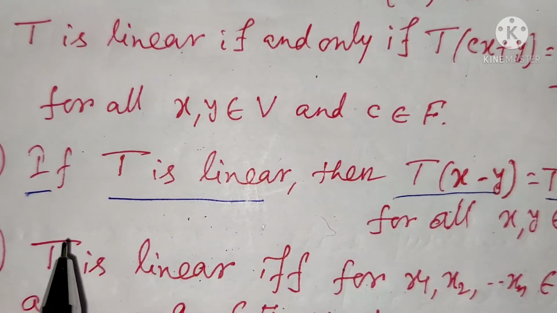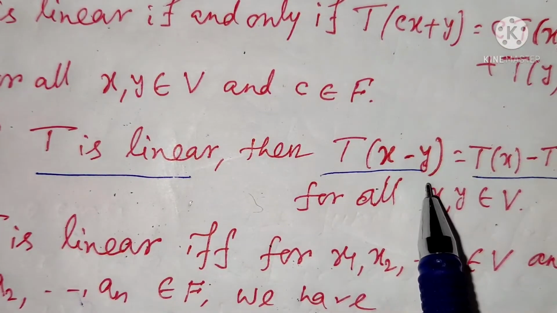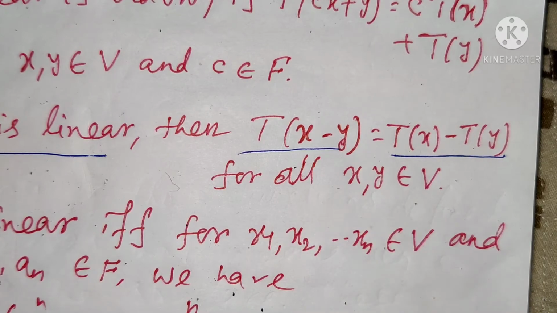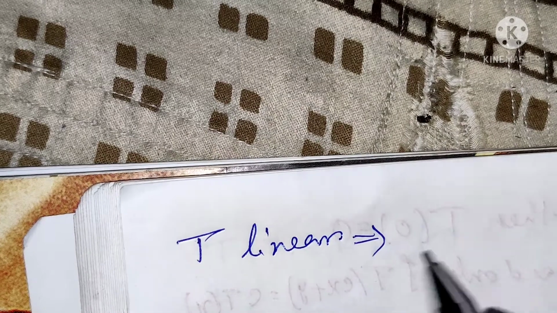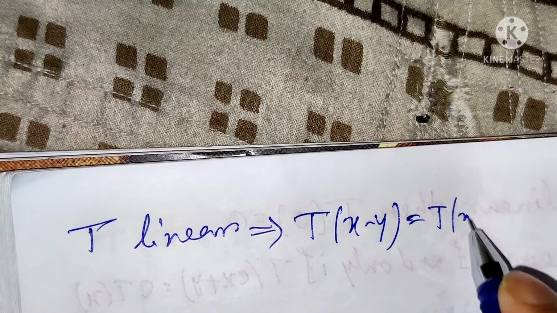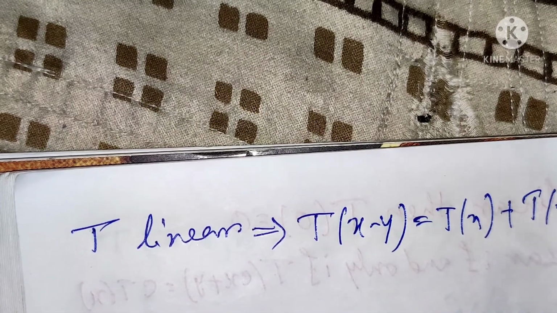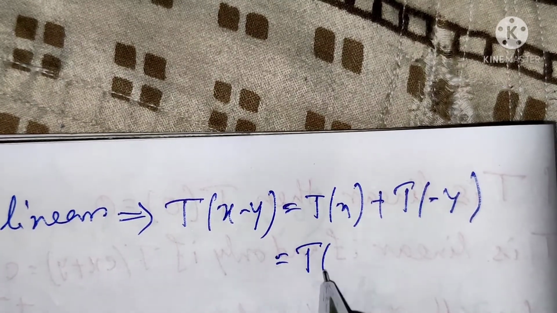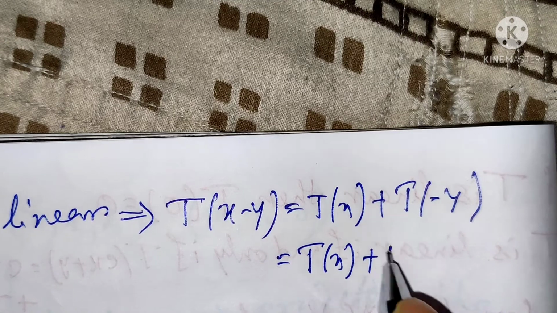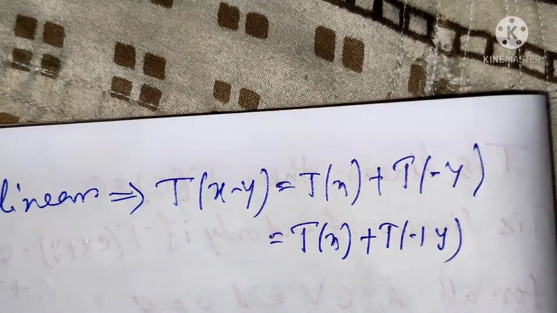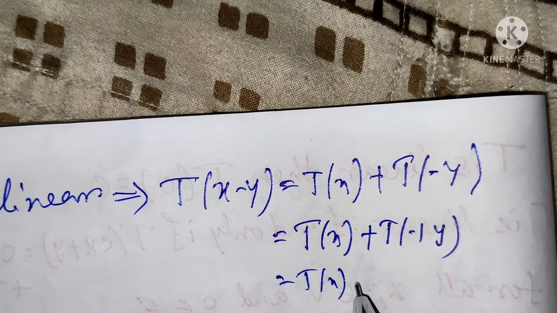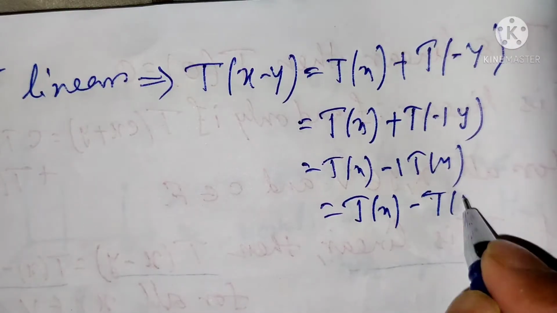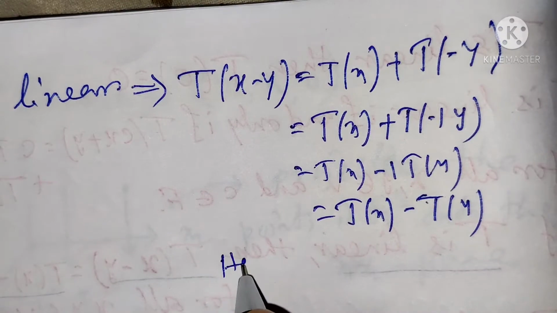Next, we have to prove if T is linear, then T(x minus y) equals T(x) minus T(y) for all x, y belonging to V. T linear implies T(x minus y) equals T(x) plus T(minus y) that equals T(x) plus T(minus 1 times y) that equals T(x) minus 1 times T(y). And proved.